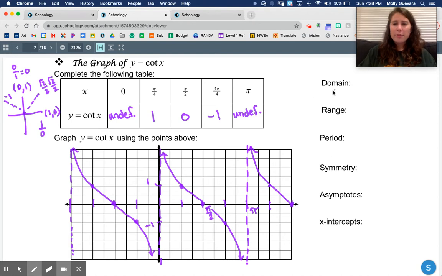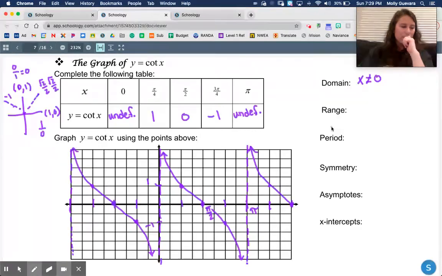Okay, so let's look at the domain here. So the domain, my x values, right? So I see x values that I'm not allowed to have. I'm not allowed to have 0 because there's an asymptote there. Not allowed to have pi because there's an asymptote there. So x cannot be 0. x cannot be 0 plus pi, right? It can't be 2 pi, it can't be 3 pi, it can't be negative 6 pi, right?